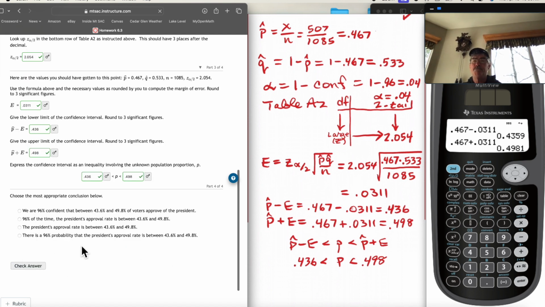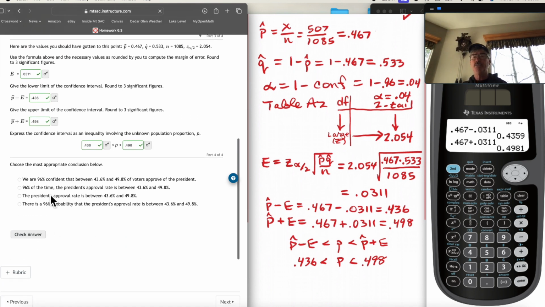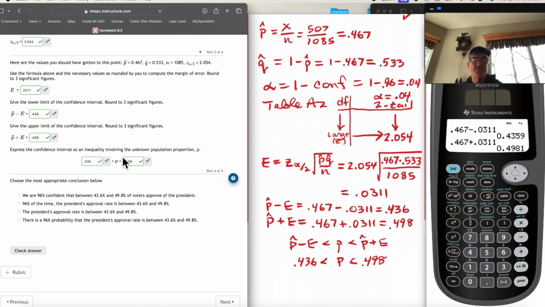Should be okay. And again, we just talked about how confident we are, not that the probability is 96%, because this is already either true or false. This statement, if it's true, then obviously there's a 100% chance. If it's not true, then there's a 0% chance. Normally we like to think of probabilities for things that haven't happened. This already has happened, so it's either true or false.